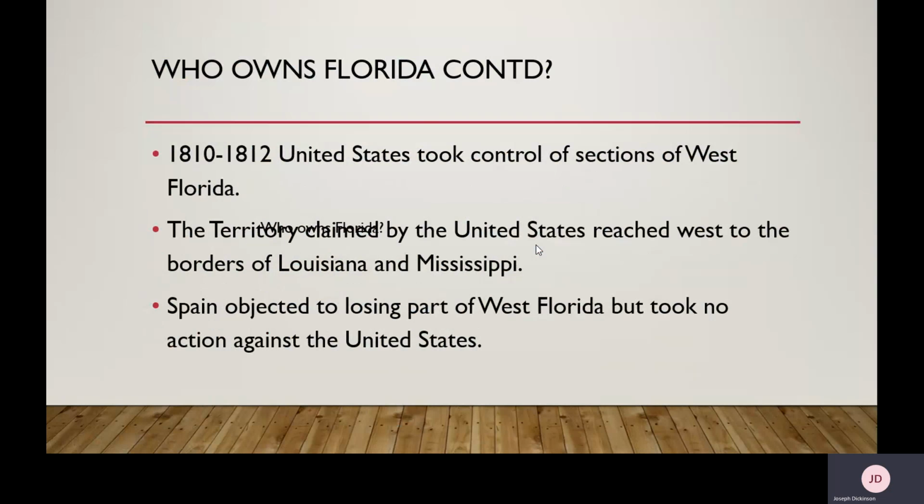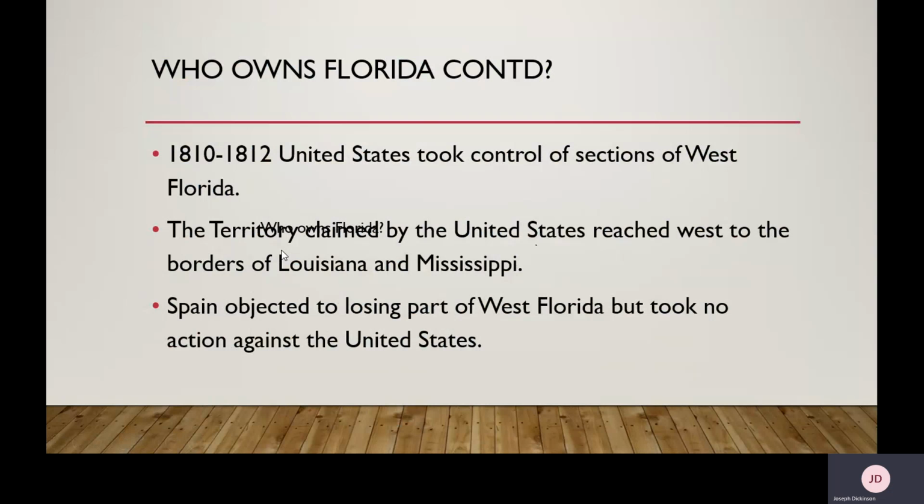All right, so who owns Florida, continued. From 1810 to 1812, the United States controlled sections of West Florida. The territory claimed by the United States reached west to the borders of Louisiana and Mississippi. I do apologize, it was who owns Florida, but that was some mess up. But anyway, the territory claimed by the United States reached west to the borders of Louisiana and Mississippi.